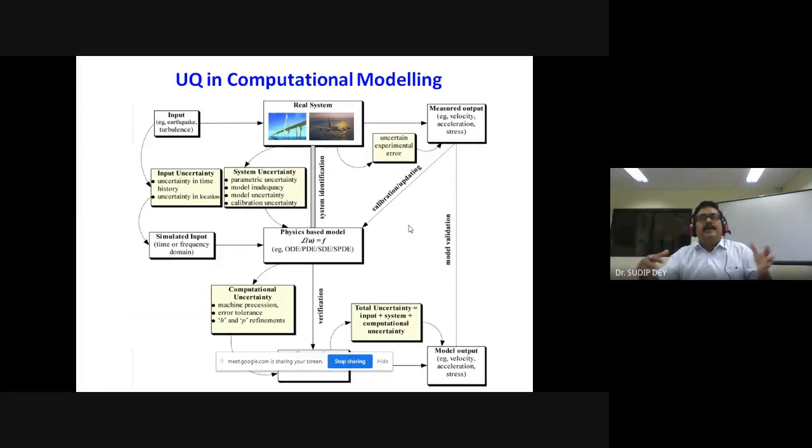Now, if we are compiling all this computational modeling in the uncertainty, so we can have the real life system. Based on that, we are trying to frame a physics-based model, which is nothing but some sort of ordinary differential equation or partial differential equation. But these equations are not calibrated because these are subjected to some system errors, and there may be error in the input also, because if the inputs are varying itself, then what will be the output?